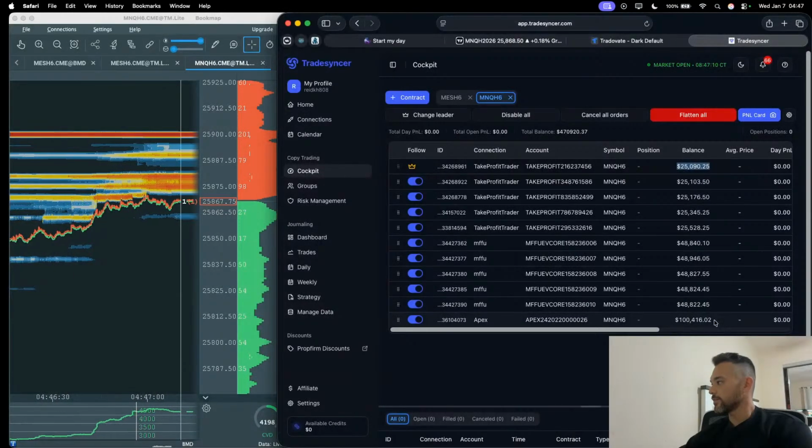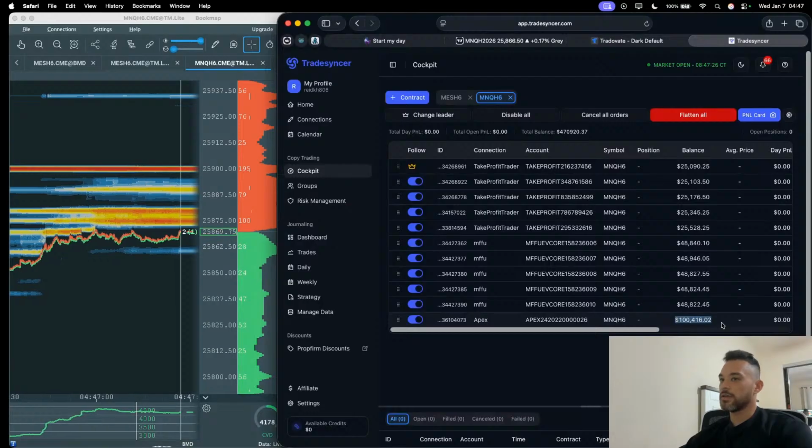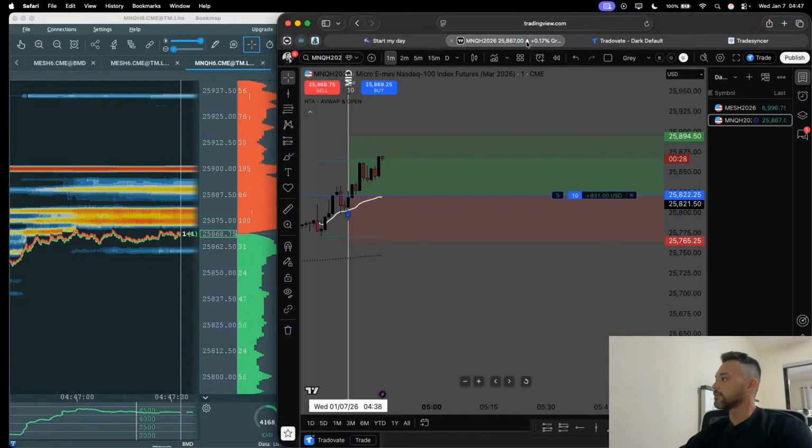Oh, and then I forgot to mention, I have Apex right here. This is a static account. It's set at 100K static. I can't lose more than $600 on this Apex account. This is in the profit for $400. It did get reset, so I had to pay to reset it for this month. But yeah, we'll go on.